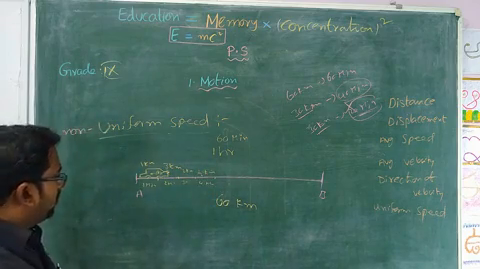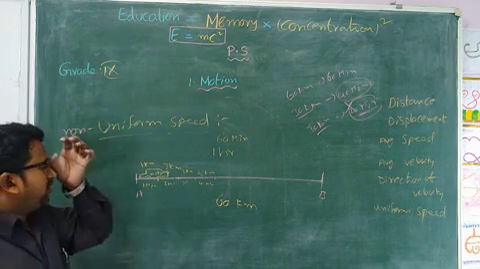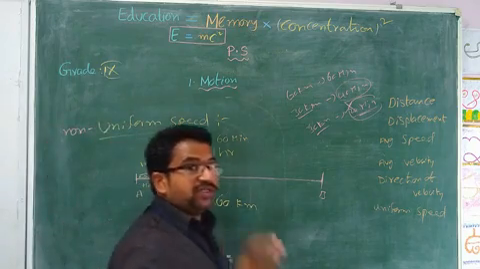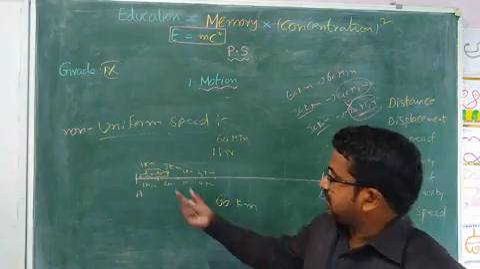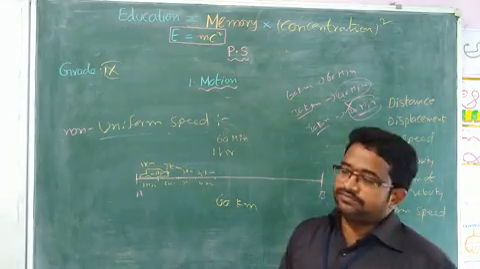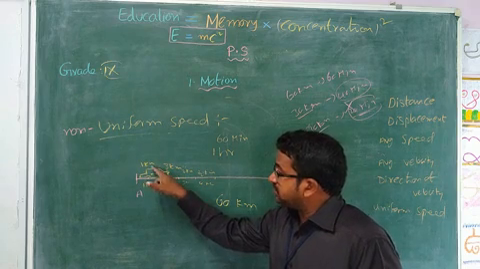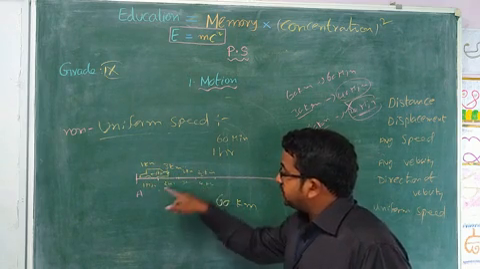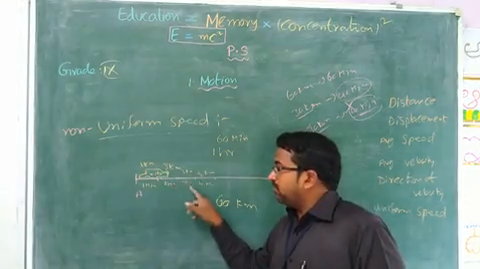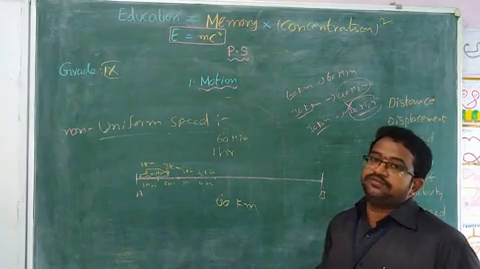So like this. Time interval is same: 1 minute, 1 minute, 1 minute, 1 minute. What about the distance? 1 kilometer, 3 kilometer, 2 kilometer, half kilometer. Means for the same intervals of time, different distances are covered. If a body covers unequal distances in equal intervals of time, then it is called non-uniform speed.